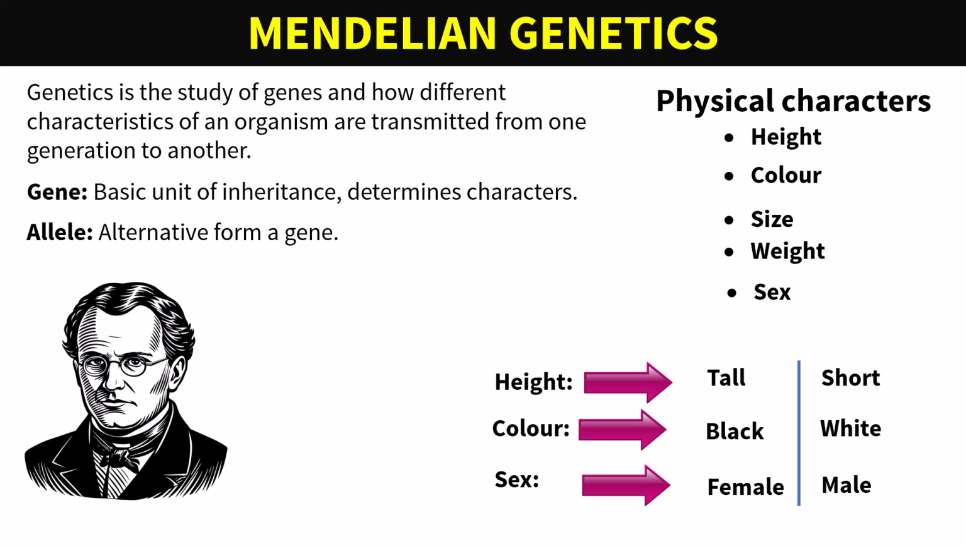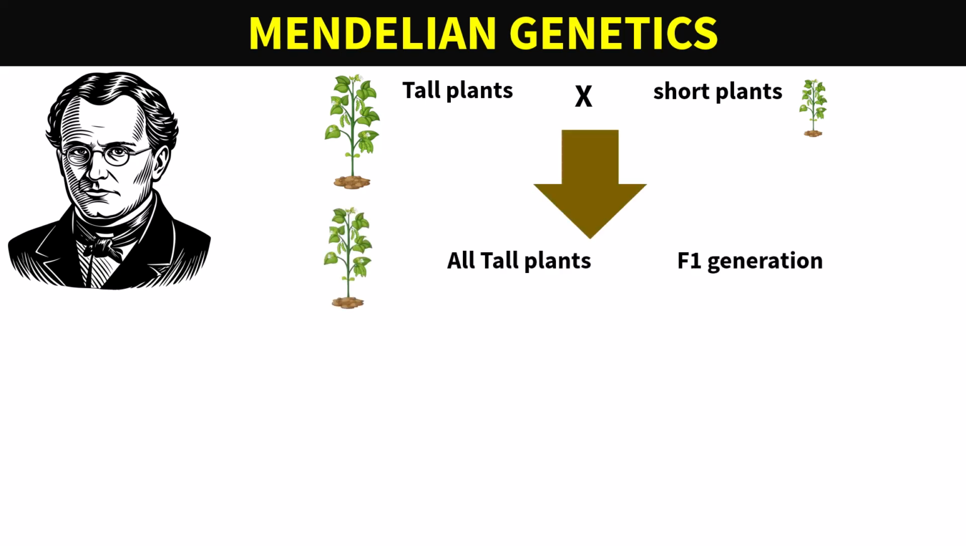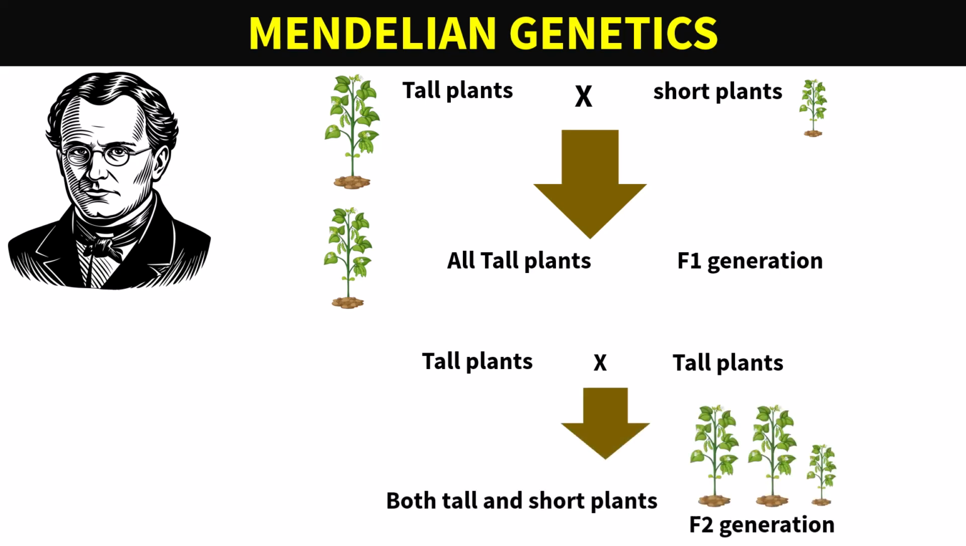Mendel carried out many crossings to study the inheritance of characters. Using height, he crossed pure-breeding tall plants with pure-breeding short plants. He obtained only tall plants. He called this the first filial generation of offspring. He wasn't able to obtain the short character. He then crossbred the plants from the F1 generation. These are tall plants. He then obtained both tall and short plants. This means that the short character was masked in the F1 generation, but expressed itself in the F2 generation.